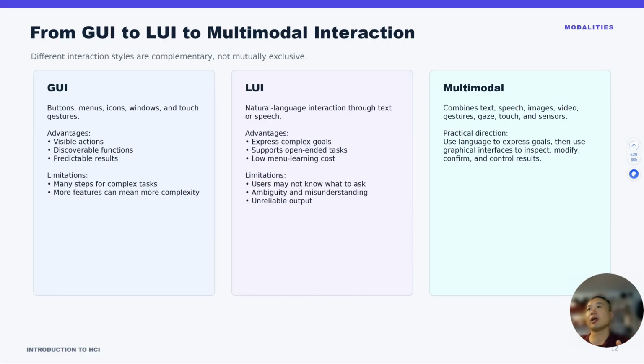For example, the functions related to file processing, you put in the file menu. Functions related to the view function, you put into the view menu. And also results are predictable because everything is pre-programmed. You can easily control the result. But the limitation is too many steps for complex tasks.